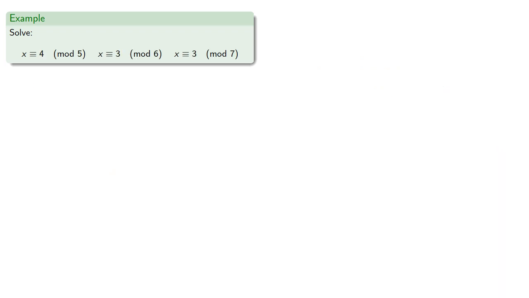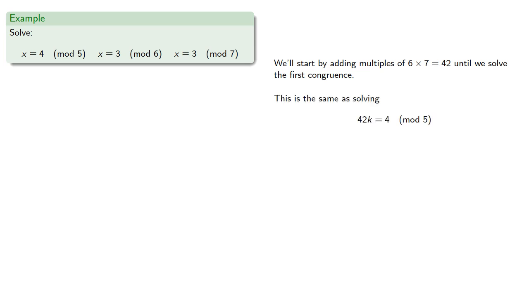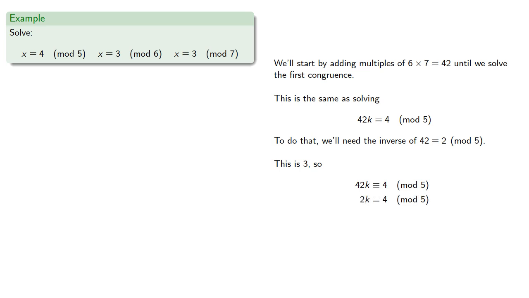So what if we have 3 congruences? We can start by adding multiples of 6 times 7 until we solve the first congruence. This is the same as solving 42k congruent to 4 mod 5. To do that, we'll need the inverse of 42, well, that's really just 2 mod 5. That inverse is 3, so 42k congruent to 4 mod 5. I'll reduce that coefficient. I'll multiply by the inverse, and I get the solution k equals 2. And so we need to add 42 times 2, 84.